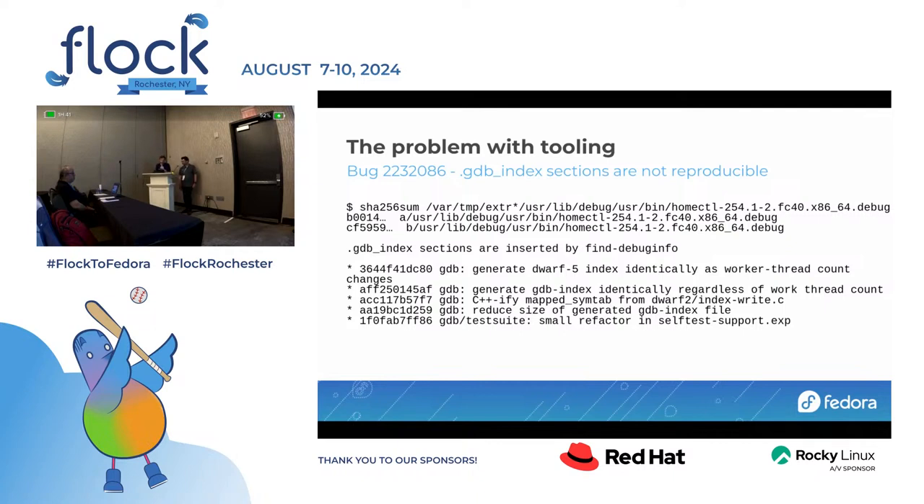And the problem was that GDB was called to create this index, and the result was functionally identical, but it wasn't sorted the same on different builds, depending on the number of workers that were active. And this was reported and solved, and it was completely over the top of my head. I would have never been able to figure this out myself. Yes.